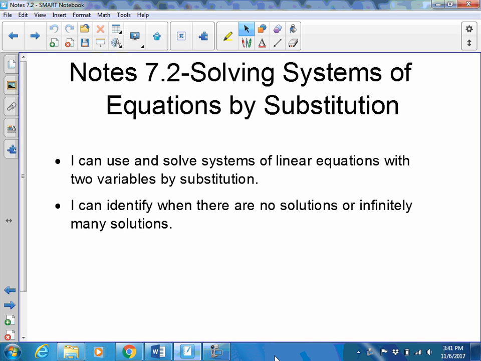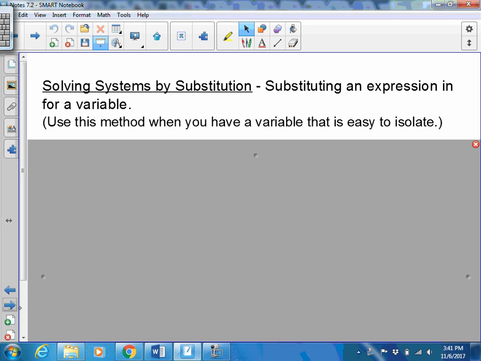All right, today we're going to continue discussion on how to solve a system of equations, but we're going to use a method called substitution. The other day we looked at graphing these to get an answer, and today we're going to actually solve them algebraically. So I want to talk about the first part here, substituting into solving a system by substitution. We are going to substitute into an expression. So we are going to use this method if you already have a variable isolated or one is easy to isolate.